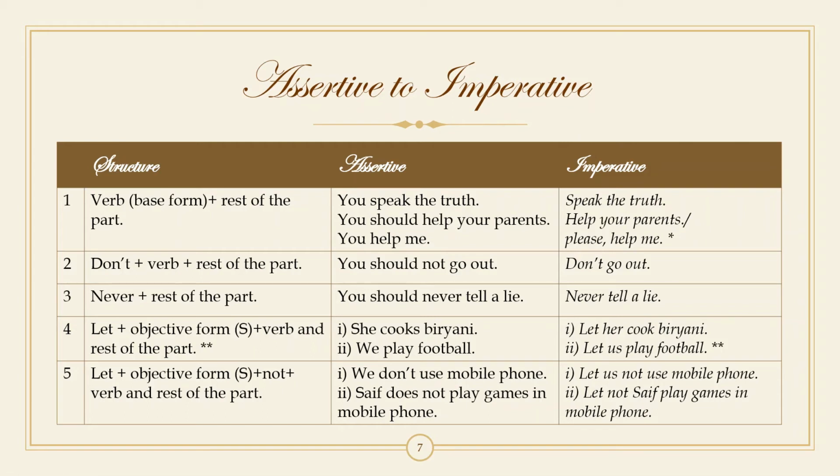You may ask why. The reason is that here us is the objective form of the subject we, and we is a pronoun. But here the subject Saif is a noun. That's why, if your subject is a noun, then you should place the subject after not. But if your subject is a pronoun, then the objective form of the pronoun will be placed before not. That's the difference. Therefore, Saif does not play games in mobile phone, and the imperative form is let not Saif play games in mobile.